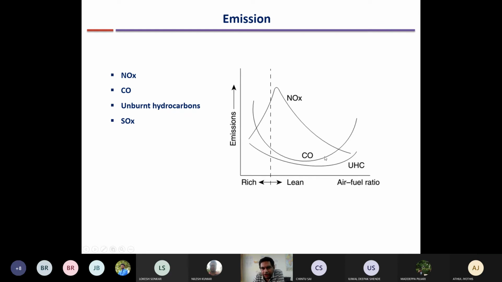On the other hand, CO and unburned hydrocarbons. CO is carbon monoxide. Okay, you want carbon dioxide. Carbon dioxide is not harmful, right? It is harmful in the sense that it is a greenhouse gas, but it is not directly harmful. Carbon monoxide is harmful. It's a poisonous gas. Carbon dioxide is not poisonous. It's only a global warming gas. Carbon monoxide is directly poisonous. You can die from carbon monoxide poisoning. If you sit in a closed car for long and the engine is running, there may be chances of carbon monoxide poisoning.